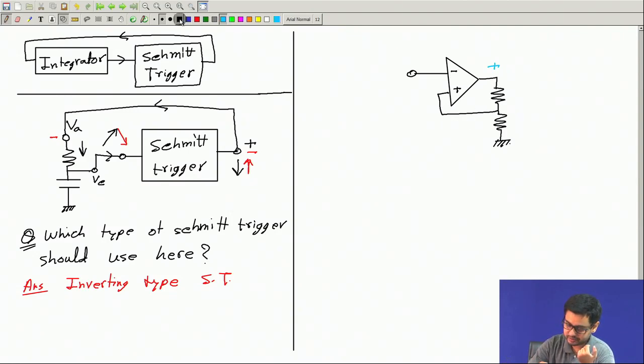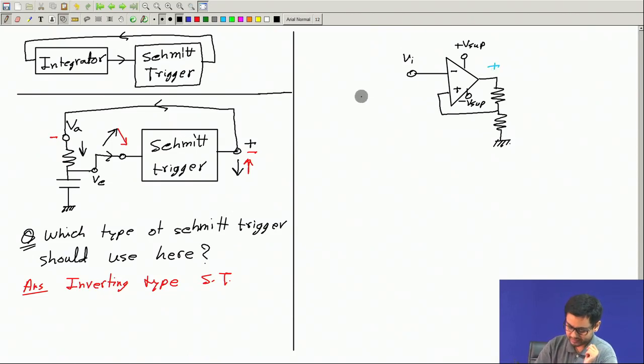Okay. So, this is plus V supply and minus V supply. If this is plus V supply at any moment, and if I want to make it minus, what do I have to do? So, I have the input here. To make the output minus, I have to make this voltage higher than this voltage. So, the input is to be increased if I want the output to go to minus. Okay. So, this is an inverting type Schmitt trigger.